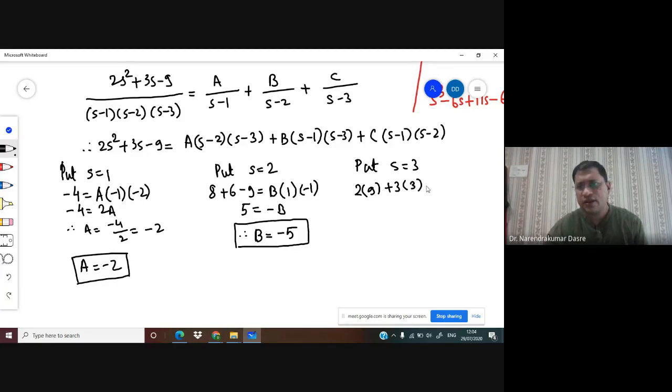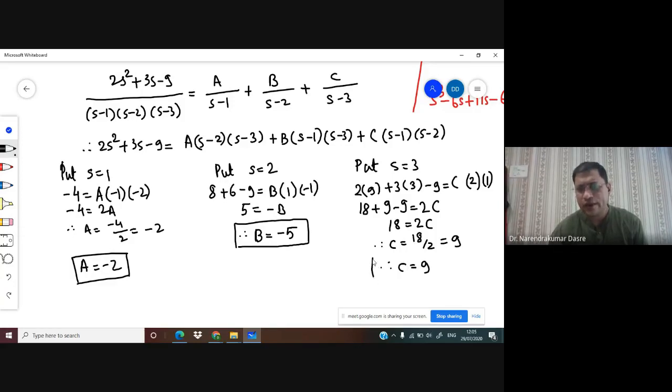So we can have 3 minus 9, and this is equal to this side. What will we have? C, and this is going to be 2 and this is going to be 1. So this is 18 plus 9 minus 9, and this is 2C. Now this 9 gets cancelled, so we'll have 18 is equal to 2C, and hence C is equal to 18 by 2, that is 9. So we got C is equal to 9.